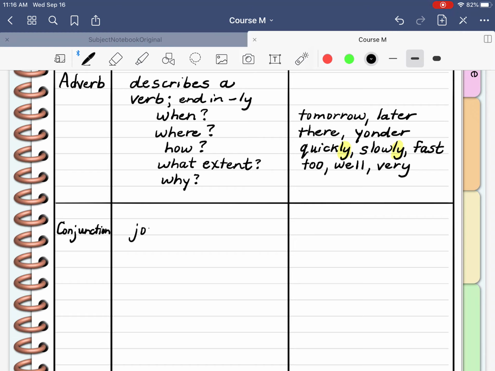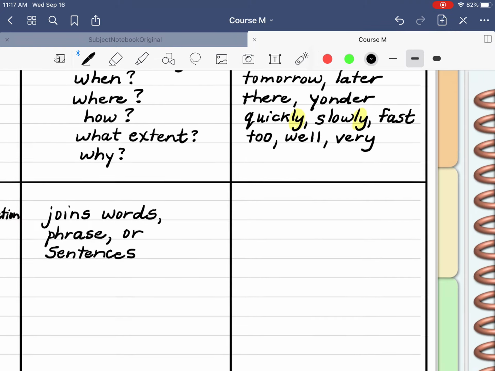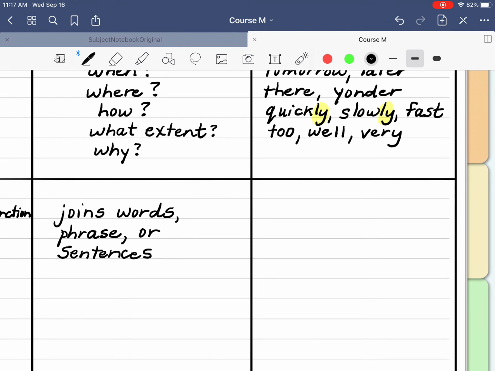It joins words, phrases, or sentences. And here's an example. We'll do an example of each one of them. Coffee or tea. There's the conjunction.